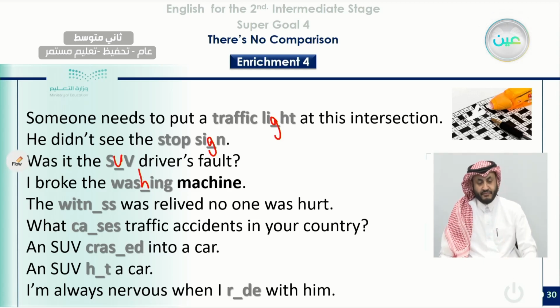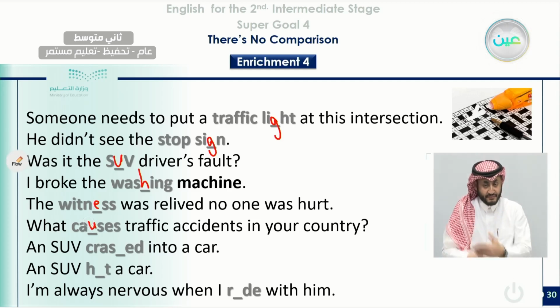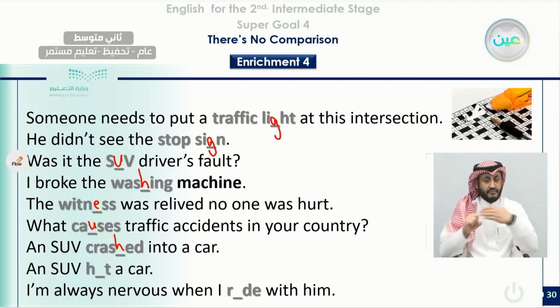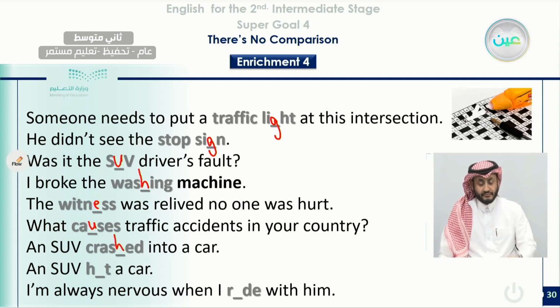And here we have a suffix called ness that changes some adjectives to nouns. The witness here, the missing letters are N-E-S-S. The witness was relieved no one was hurt. Okay, what causes? Cause here, C-A-U-S-E-S. Okay, an SUV crashed, also another H to make the sh sound. Okay, an SUV, we can say hit a car. So what is it? Is it hit or hit? It is I. It is very clear from the sound that it is I.